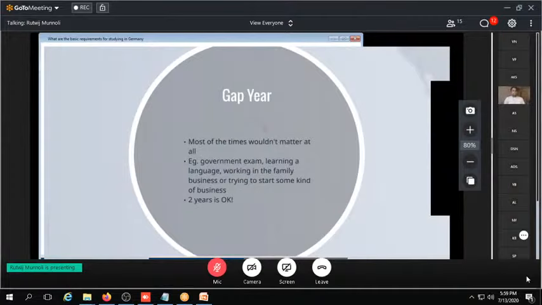Gap year most of the time wouldn't matter at all, as long as you have been doing something during that gap period. Okay, be it preparing for a government examination, learning a language, working in the family business, or trying to start some kind of startup. If you have absolutely nothing to show, then a gap year of 2 years is still something that most of the German universities wouldn't mind at all. So don't worry about the gap year. It's good to go. Okay.